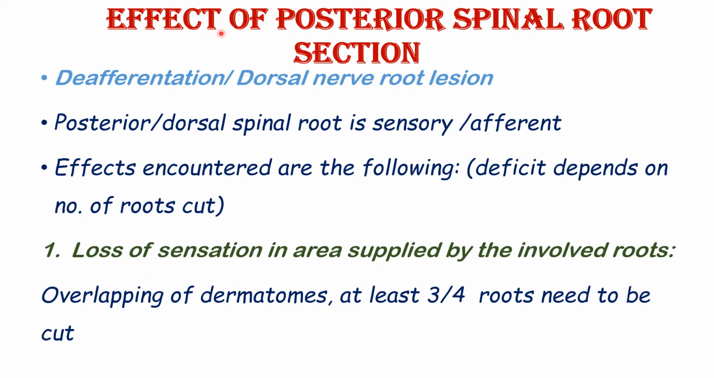Coming to one of the important lesions, the effect of posterior spinal root transection. That is, whenever there is any injury to the posterior spinal root, what we call deafferentation or dorsal nerve root lesion. So we know that the posterior or the dorsal spinal root is sensory. It carries the afferent sensations or the afferent impulses. So it means whenever there is injury to this spinal root, mainly the sensations will be lost, mainly the afferent supply to the spinal cord will be lost.